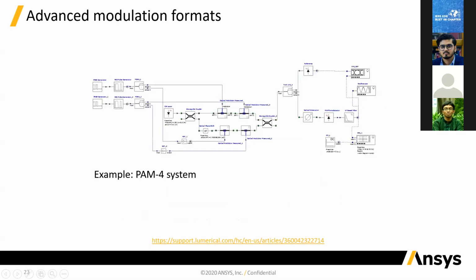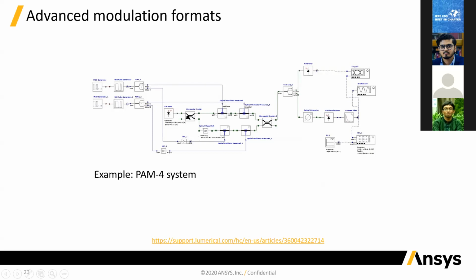Another example would be another type of modulator. So this is a PAM4 system. It's an advanced modulation format where you can use Mach-Zehnder modulators or ring modulators. This one is a Mach-Zehnder modulator.